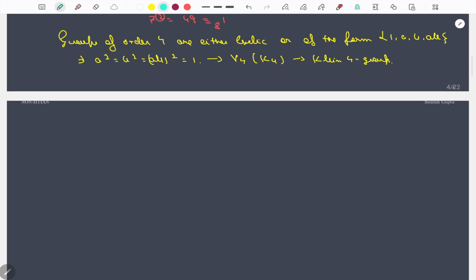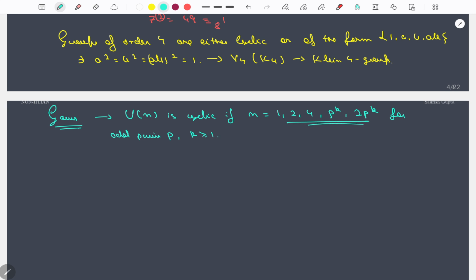There is a very fine condition, probably introduced by Gauss. It says that Un is cyclic if n is one of these numbers: 1, 2, 4, p to the power k, and 2 times p to the power k for odd prime p, where k is greater than or equal to 1. These are the only cases when Un is cyclic.